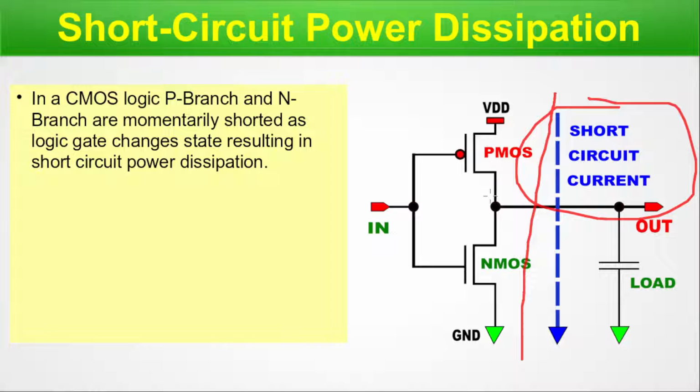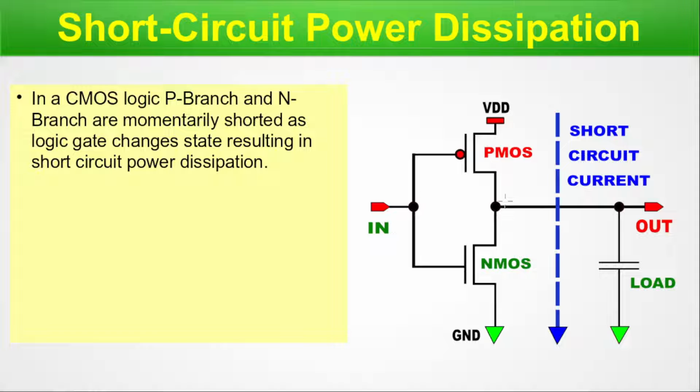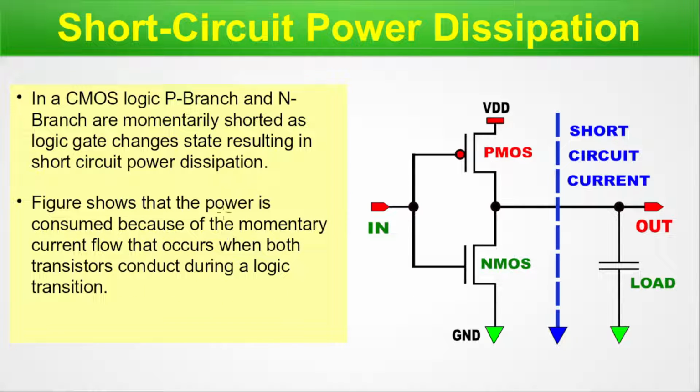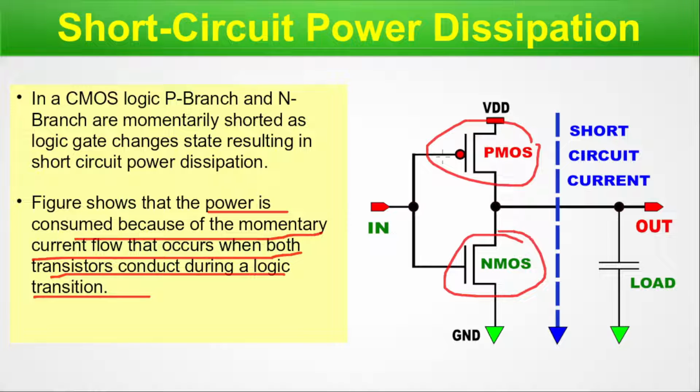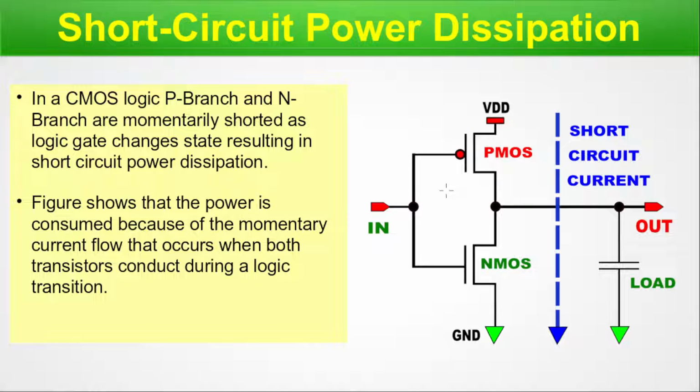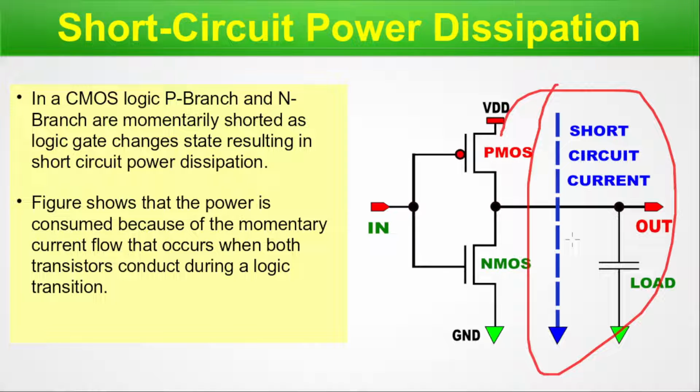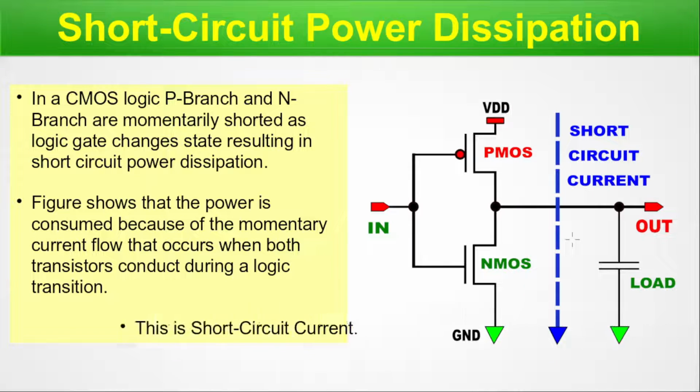Now you will say, okay, this is a very small amount of power. Here we have the description. The power is consumed because of the momentary current flow that occurs when both transistors conduct during a logic transition. When both are in conductive state, that means this and this. In CMOS, generally either this one is conducting or this one is conducting, but we have a very narrow window of time when both are conducting, and at that time the short circuit current, and hence the short circuit power, flows. This is called the short circuit current.